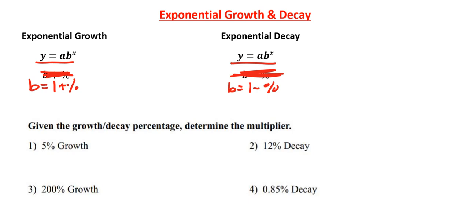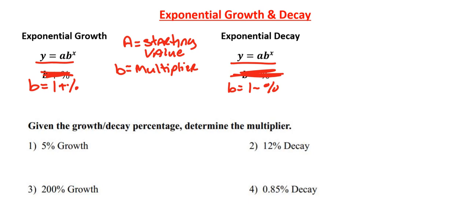When it comes to growth and decay, the A in the formula is the starting amount. Next, we have the B. The B is going to be, you can call it a few things. Some worksheets call it the multiplier. Other worksheets, and I tend to call it the growth or decay factor. And then the last thing, the X in the formula, is the time.